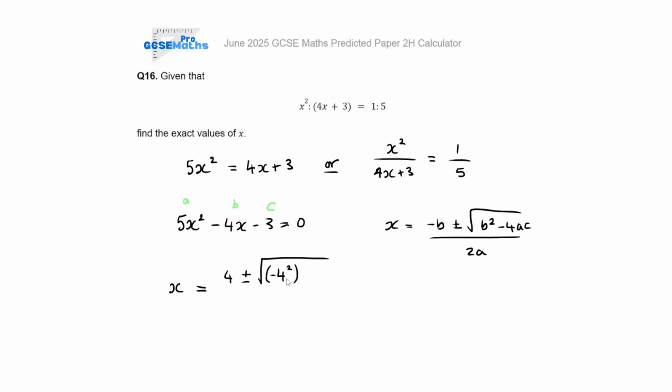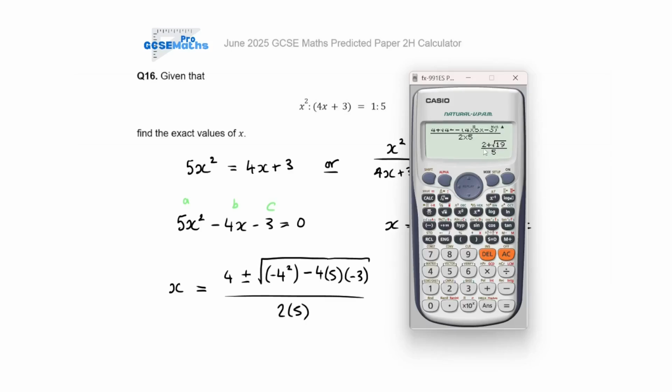I would probably in my calculator just put 4 squared, because I know it should be positive anyway, minus 4 times a, which is 5, times c, which is minus 3. Again, if you wanted to, you could just make that a plus, couldn't you? Because you know that those negatives will cancel out, over 2 times 5. So I'm going to type that into my calculator.